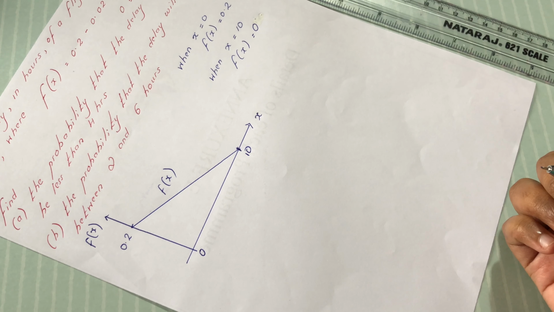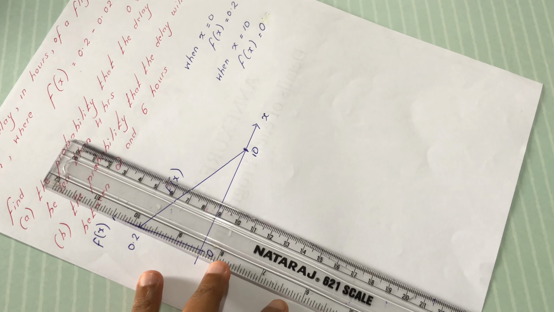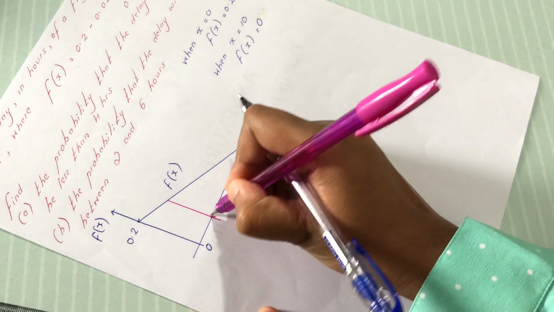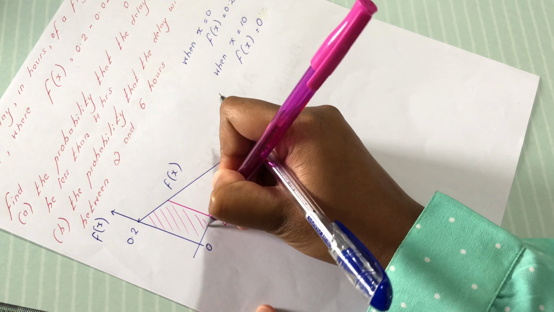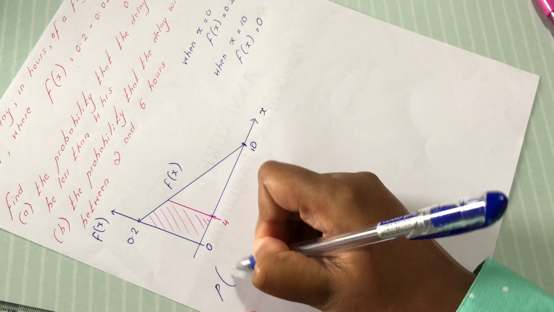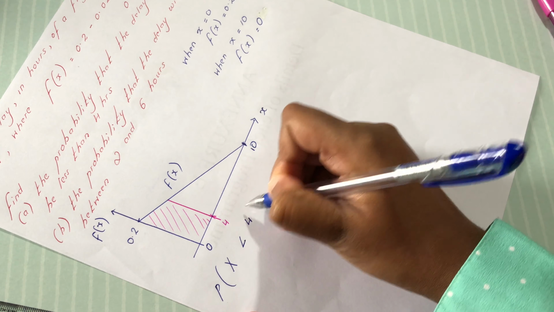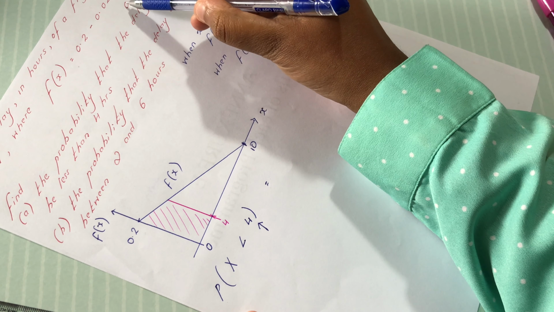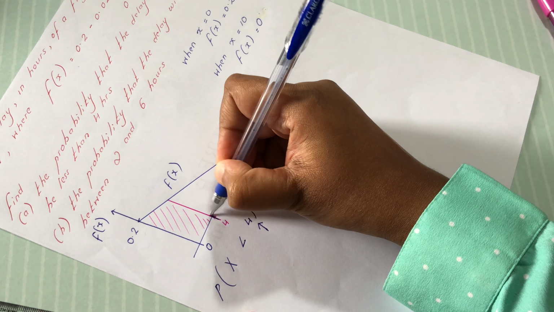Find the probability that the delay will be less than 4. So what are we trying to find? The probability. Suppose let's say 4 here. So we need to find the probability of this shaded part here, right? So probability that x is less than 4. So we know that the function is valid from 0 to 10, and we need to find the probability less than 4.